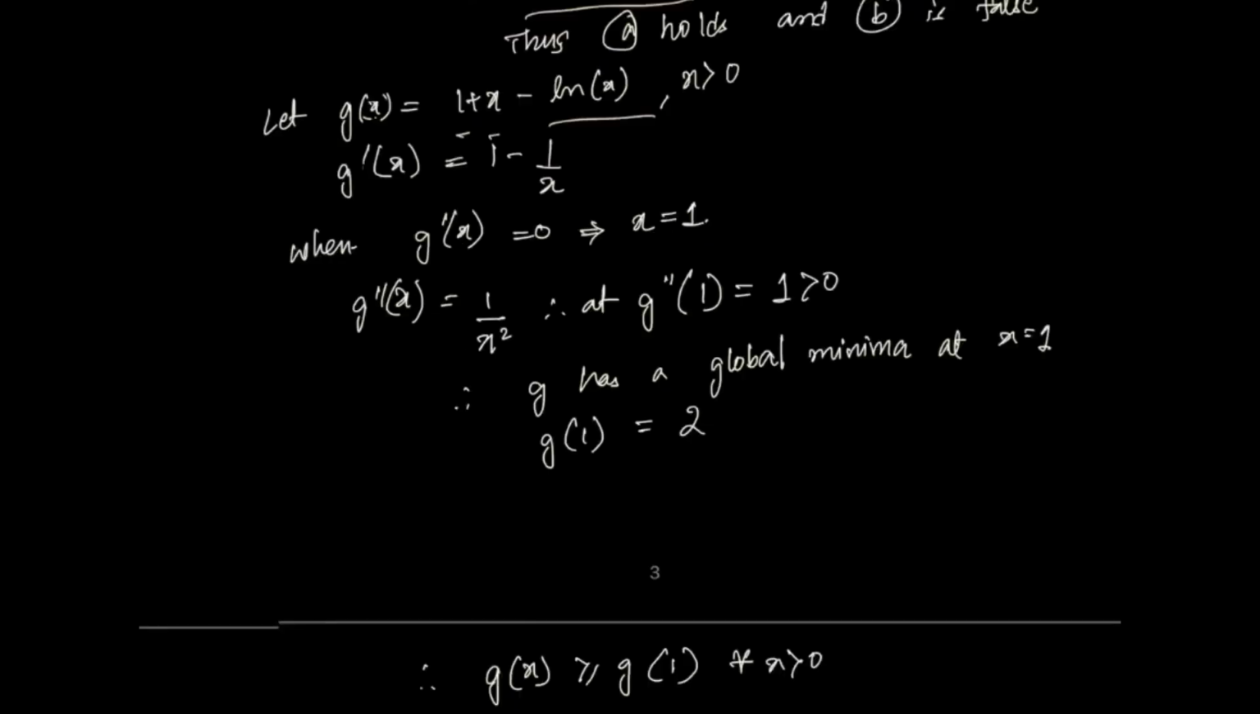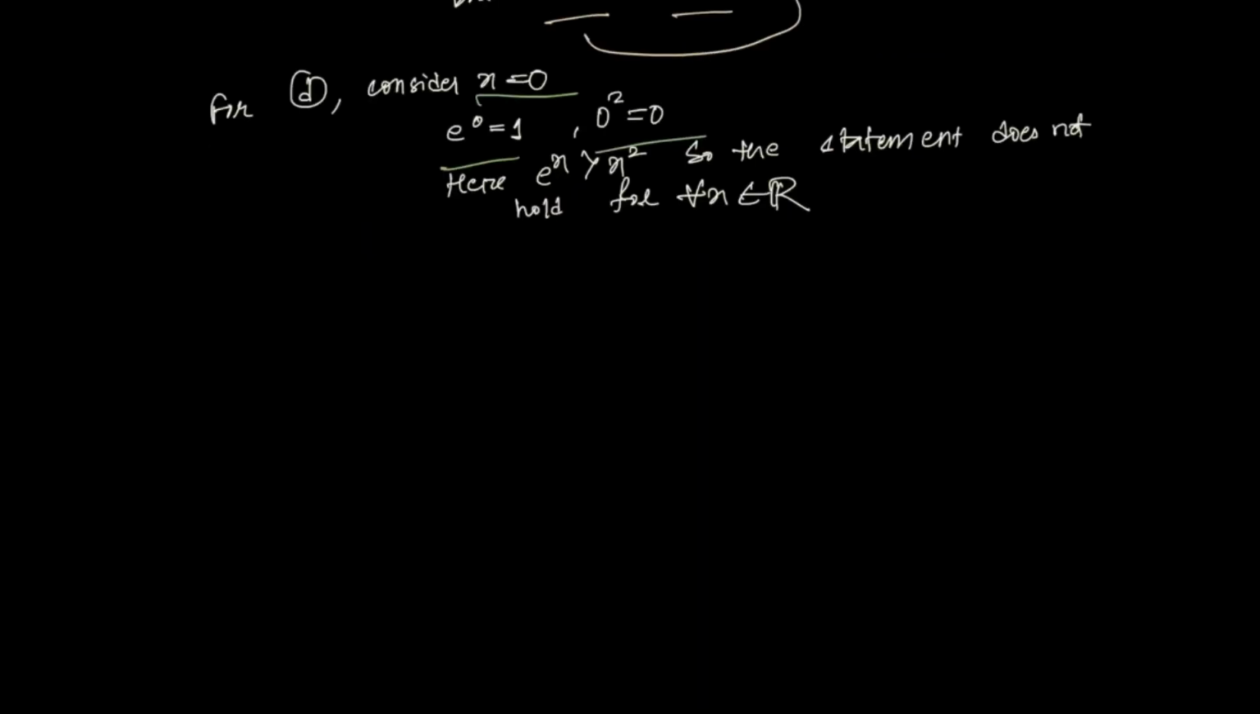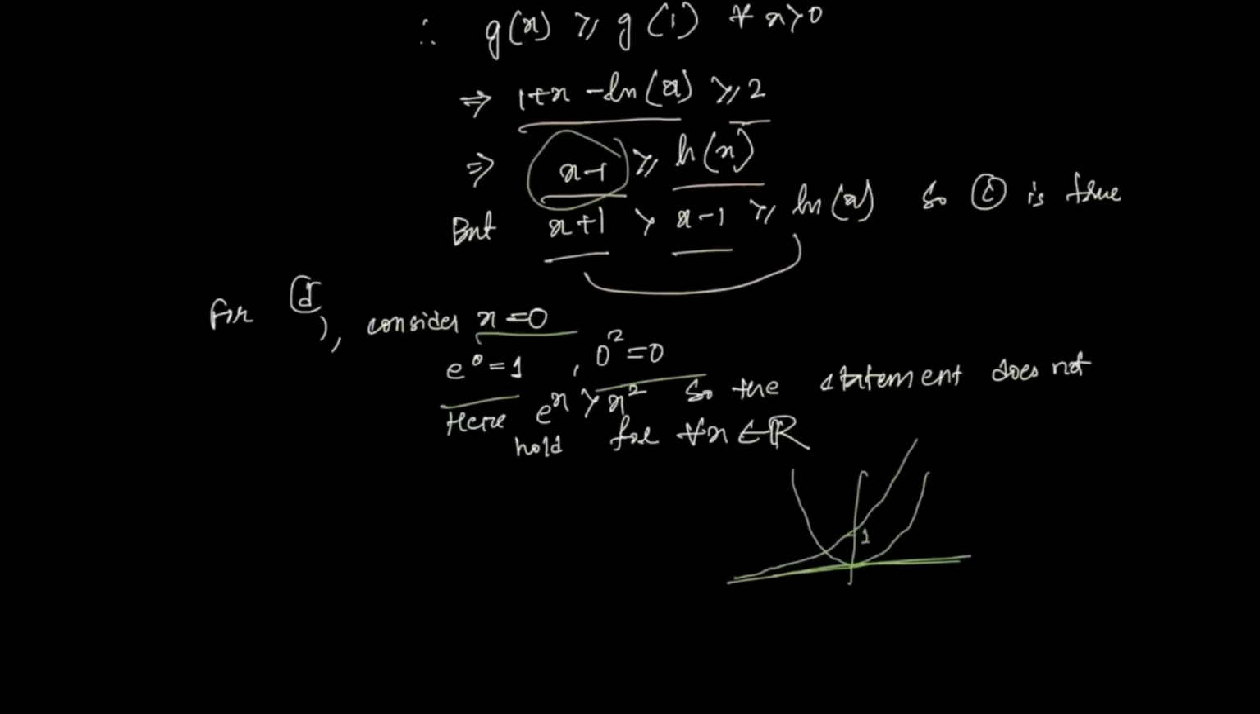And actually, if I'm not wrong, the graph should be like this. This should be e to the power x. This is 1, and this should be x square. So if you're taking positive x, x square is always less. It's only for negative x that it is more. So just keep that in mind.